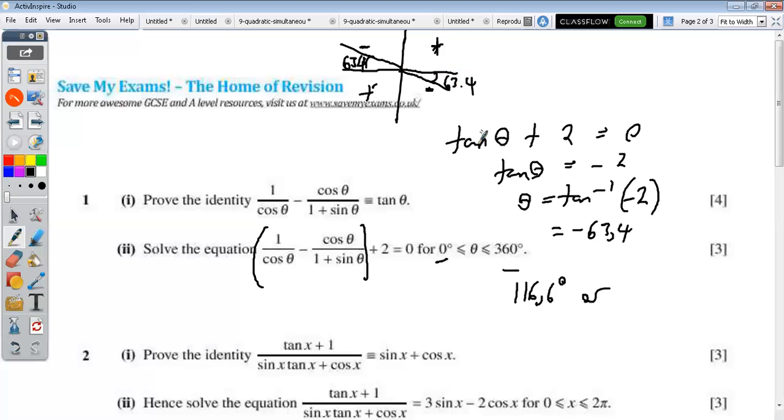So what's 360 minus 63.4? 296.6. Yes. Okay, wait a moment. I hope you're giving me correct values here. 63.4. Okay, do it at the time.